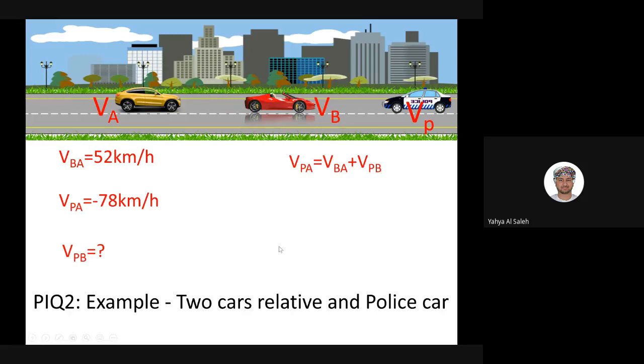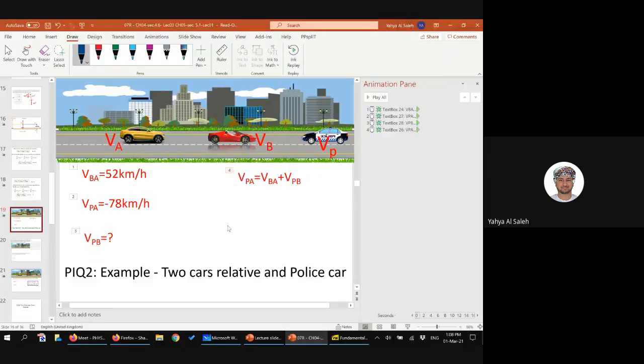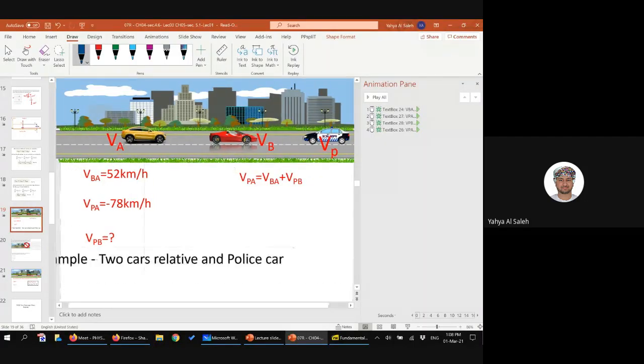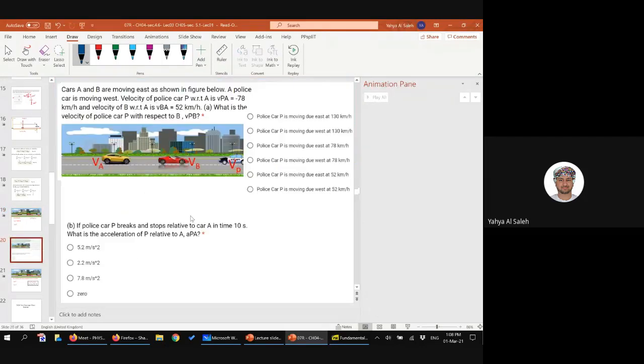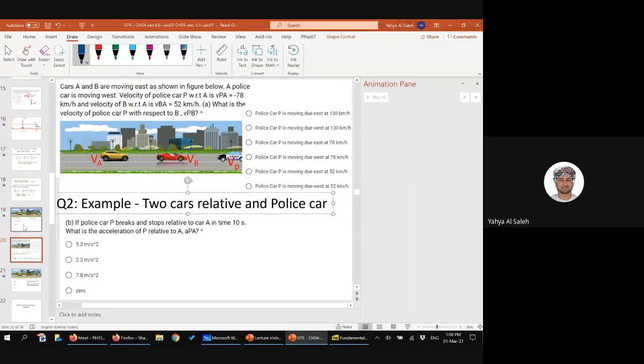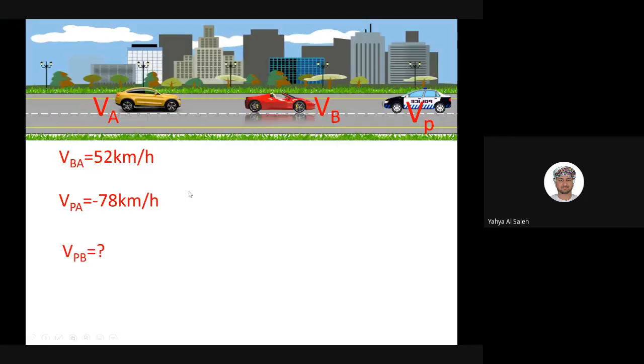Let's do this. I have the velocity of BA. This is not a PIQ. I don't know why this is here. This should be on a separate slide. Okay. So I have the velocity of car B with reference to car A. If I'm inside car A, looking at car B, I see a velocity of 52 kilometers per hour. I'm still in car A and I'm looking at the police vehicle and it is coming at me with a velocity of 78 kilometers per hour. So I put a negative because it's in the opposite direction.